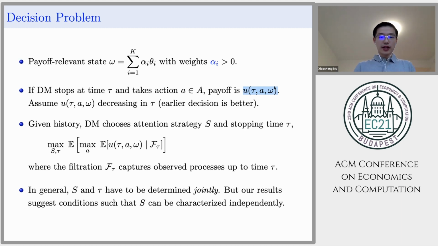So just to add a little bit of formality, in our model, what the decision maker does is to choose an attention allocation strategy, which I am going to denote by capital S, and a stopping time, which I denote by tau, to maximize the expected utility at the time of stopping.